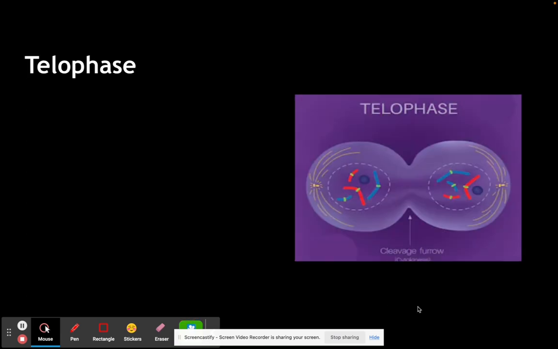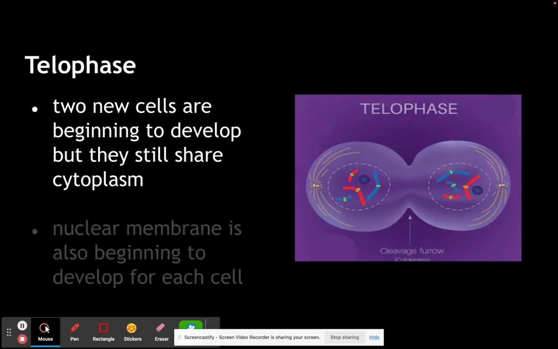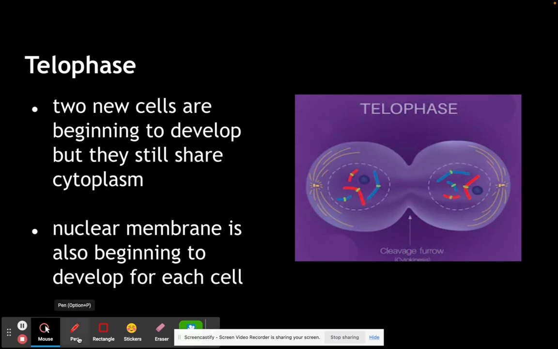And the last phase of mitosis is telophase. During telophase, here's what's happening. There are two new cells that are beginning to develop, but they still share cytoplasm. So with telophase, start to think of the start of two new cells. The nuclear membrane is also starting to come back. You can see that with this dashed line around here. That's the nuclear membrane that's starting to come back, and the nucleus is starting to reform. Notice now how there are similar things on each side, and the spindle fibers are starting to retract.